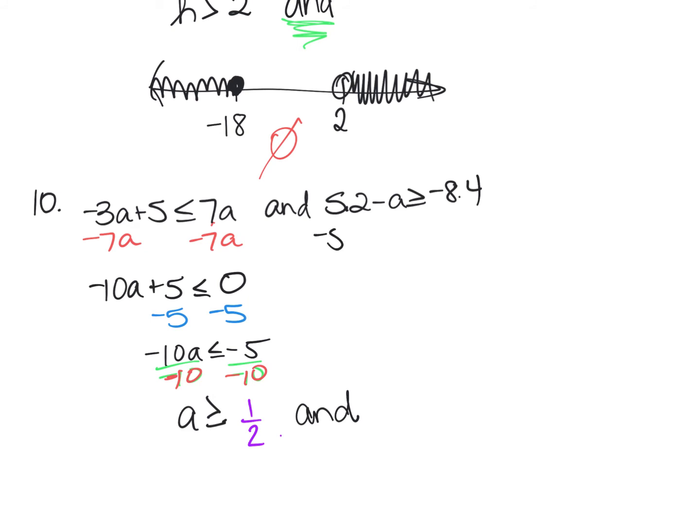And then we're going to subtract 5.2. And we get negative a is greater than or equal to negative 13.6. And a is less than or equal to positive 13.6. We get that by dividing by negative 1.